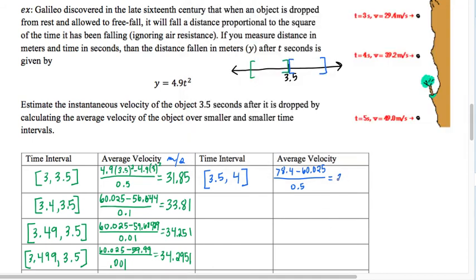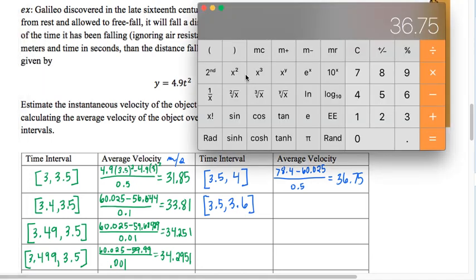Okay, so we would expect it to be a faster speed than over here because it has fallen further. Right, it's been falling for longer. Okay, let's make our time interval shorter. So let's go from 3.5 to 3.6 seconds. So we need to plug in 3.6 first. So 3.6 squared times 4.9 is 63.504.